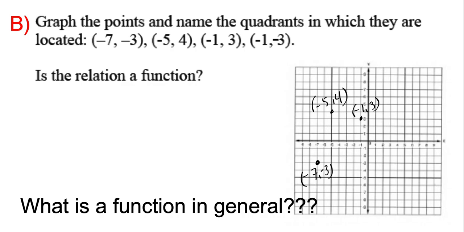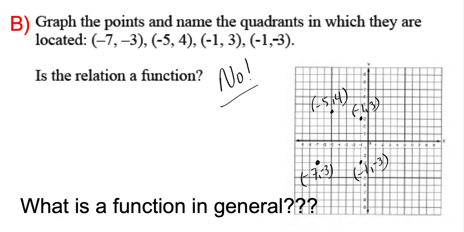And then the last point, we have -1, -3 right there. Okay? And there is a way to determine if these things are functions or not when you're looking at a graph. If you're looking at the x values here, like I just said in the last one, -7, -5, -1, -1. I see a repeat right there, not a function.